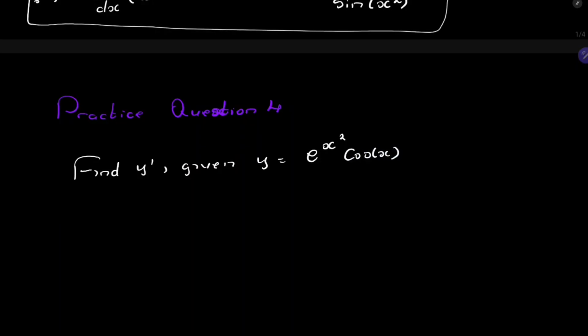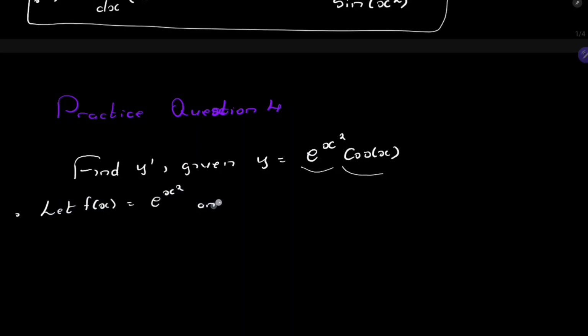So friends, what is the first thing you can all identify in this case? This can be written as a function which is the product of two functions, our first function being e to the x squared and our second function being cos x. So the first thing we're going to do is let f of x be our first function, e to the x squared, and g of x be our second function, cos x. And what do we remember when we have such an equation which concerns the product of two different functions? We use the product rule.